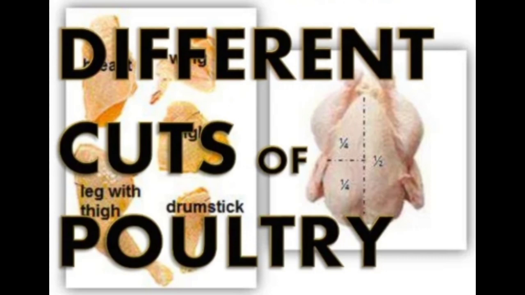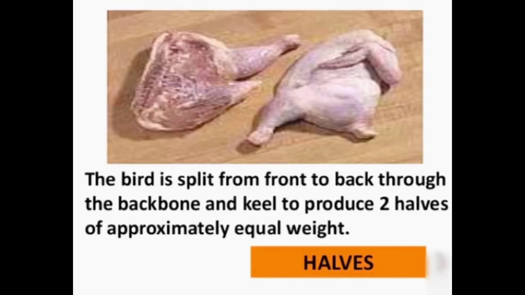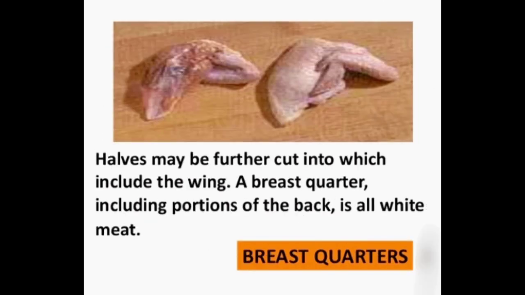The third topic is different cuts of poultry. Whole chicken. Whole chickens are marketed either fresh or frozen. Halves. The bird is split from front to back through the backbone and keel to produce two halves of approximately equal weight. Breast quarter. Halves may be further cut into quarters which include the wing. A breast quarter includes a portion of the back.